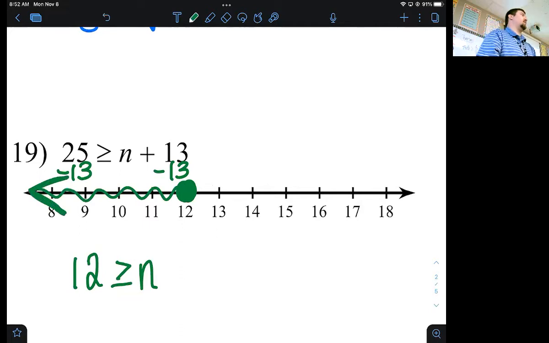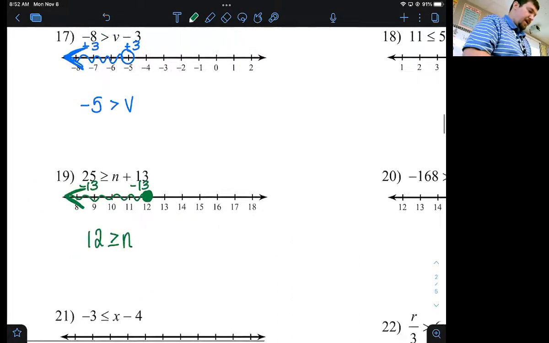Yep, smaller is always to the left, larger is always to the right. If it doesn't look like it's getting smaller, it might be because there's negatives there and it actually is getting smaller. Number 21.